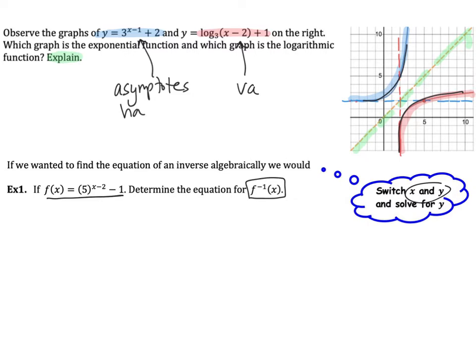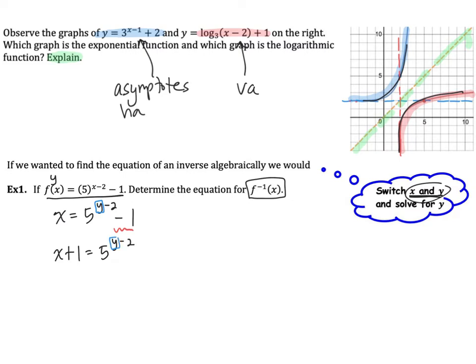So we've done this before in the first semester, so you're going to keep it the same process. Step number 1 is to switch your x and y. Remember, f of x is the same as y. So I'm going to now make that an x, and my x is now a y. So how do I isolate the y value? Well, first I have to eliminate this minus 1. So I move the minus 1 to the other side by adding. So I'm going to get x plus 1 equals 5 to the power of y minus 2.